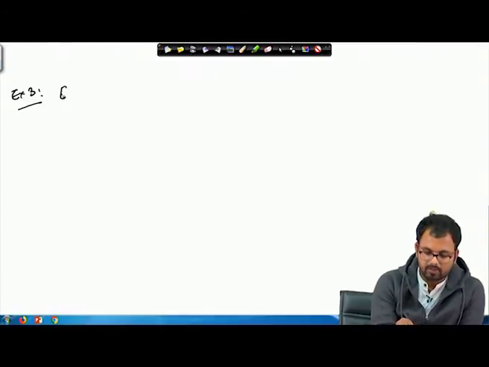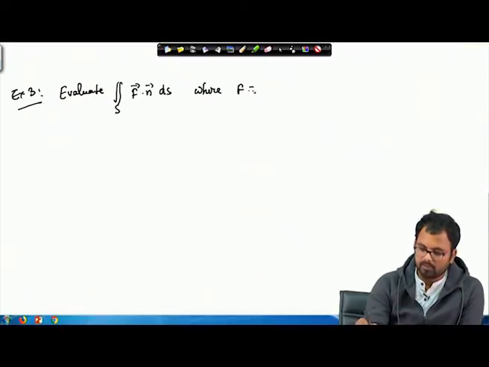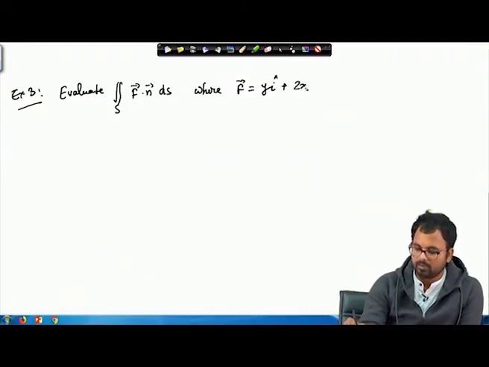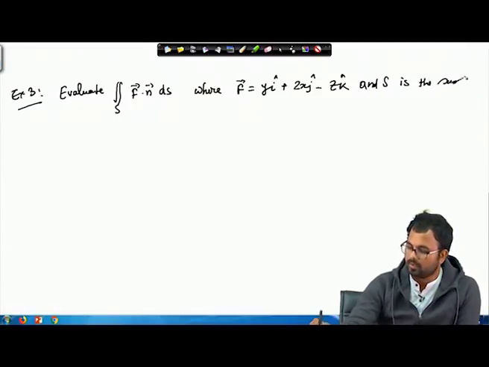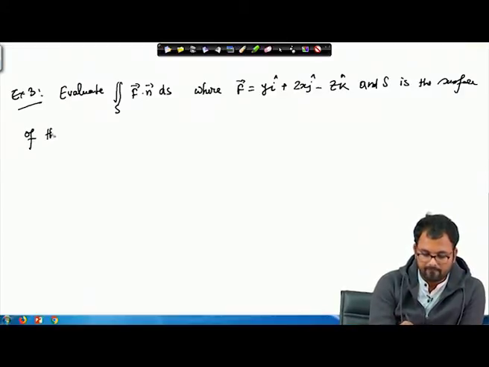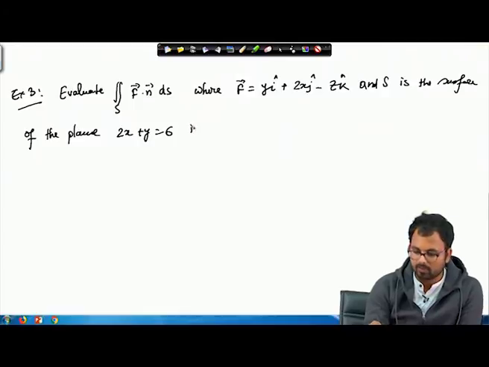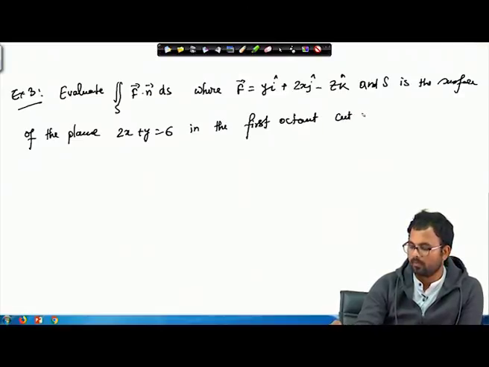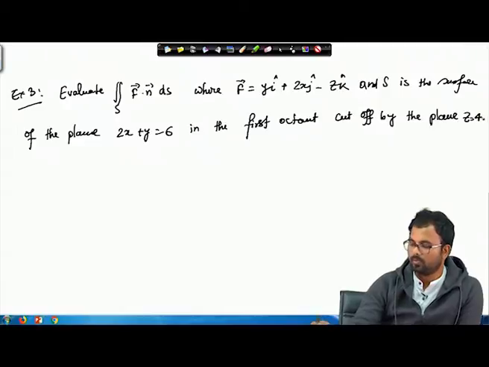Another example, evaluate the surface integral where f is equal to yi plus 2xj minus zk on S, and S is the surface of the plane 2x plus y equals to 6 in the first octant, cut off by the plane z equals to 4.